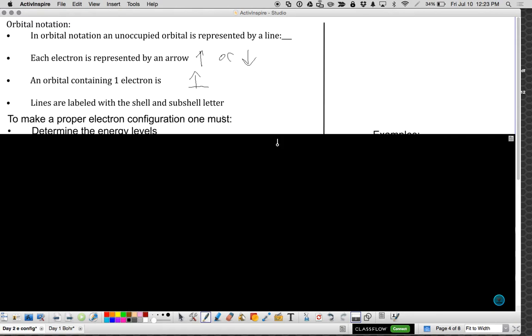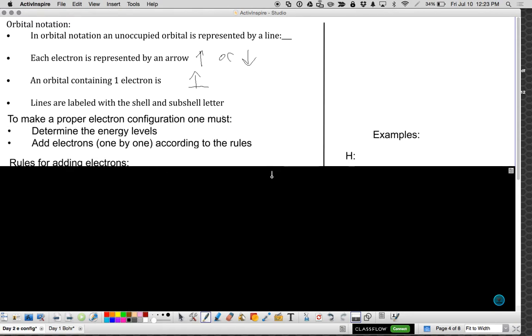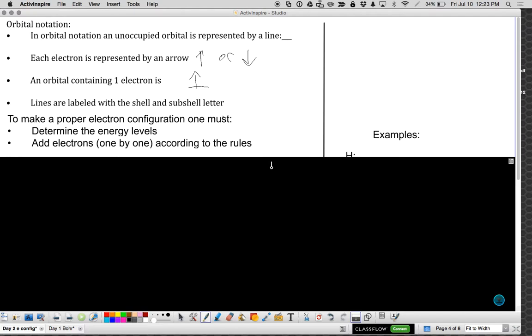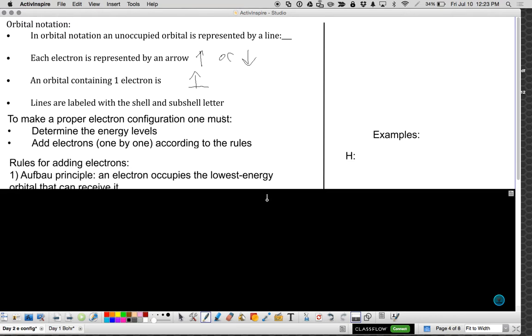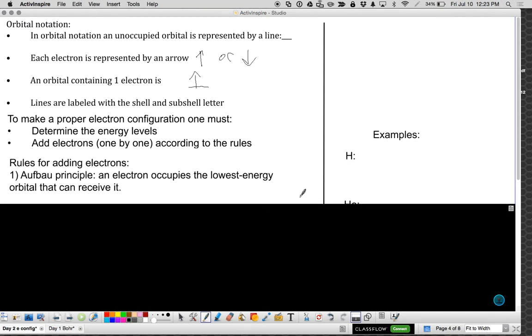Okay, so to make a proper electron configuration, one must determine the energy levels and add electrons one by one according to the rules, which we're going to go over. So, rules for adding electrons. One is the Aufbau principle. An electron occupies the lowest energy orbital that can receive it.